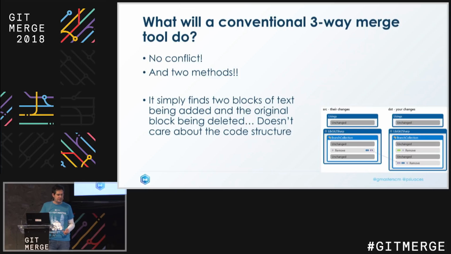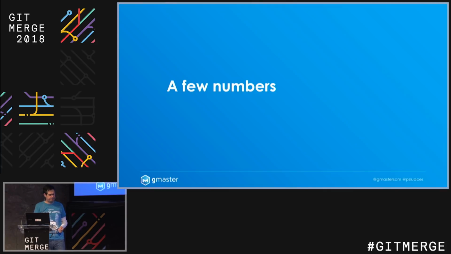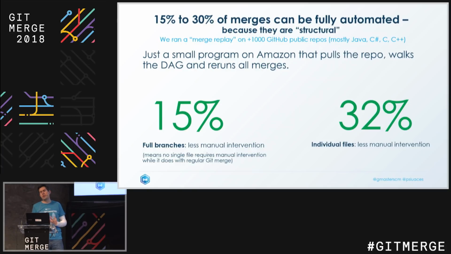So, a few numbers. We've been running a few thousand experiments on what we call merge replay. We downloaded more than 1,000, I think we went beyond that, 1,000 GitHub public repositories. We walk the DAG, and I think we walk it backwards, so sorry for that. What we do is replay the merge. We get the destination of the merge, we go back, and then we replay the merge and try to reproduce it. And what we found out is that when you merge branches, about 50% fewer manual conflicts are needed.